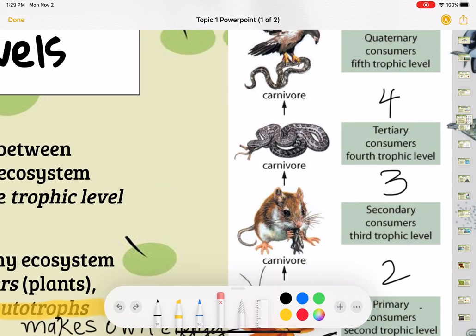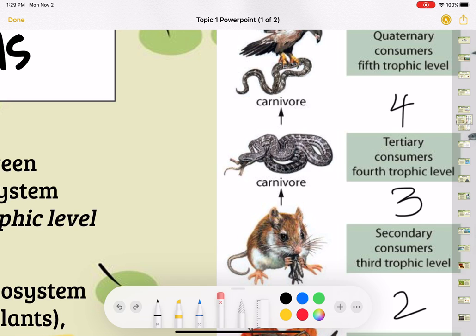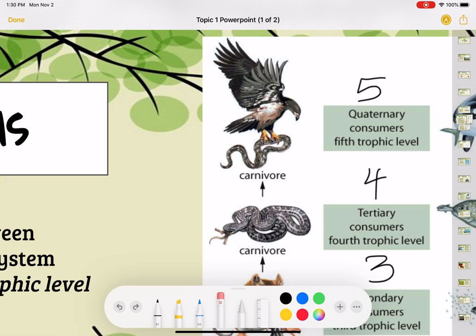Working our way up, now a snake comes along and eats the mouse. So now the energy from the grasshopper is actually in the snake, because the snake ate the mouse that ate the grasshopper that ate the plant that got its energy from the sun. And then our very last level here, our fifth trophic level, we've got our biggest carnivores. These would be our top predators of the food chain. This is going to be a type of bird, a bird of prey, though I'm not too positive what kind, who's going to eat the snake.